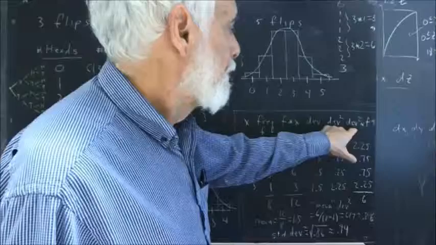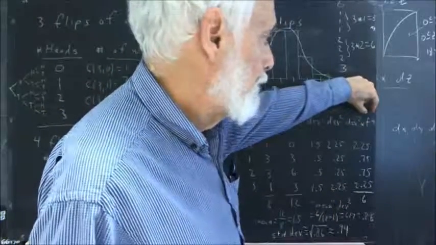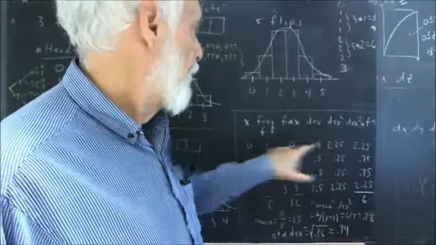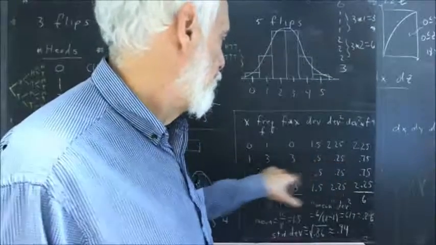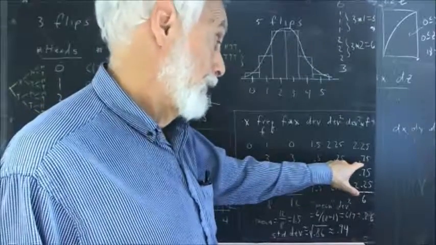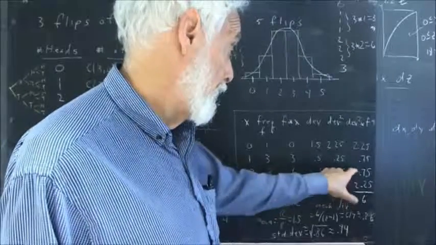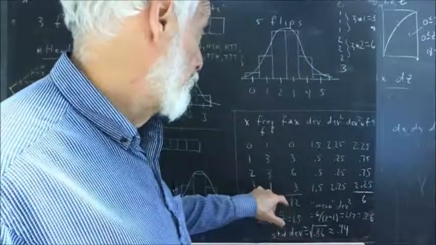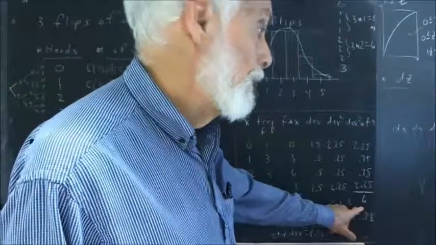So in constructing our table, we do our squared deviation multiplied by the frequency. Okay? 2.25 occurs just once, so that gives us 2.25. 0.25 occurs 3 times, that gives us 0.75. Same for this 0.25. It occurs 3 times, we get 0.75. 2.25 occurs just once, so we just write that down once. We add these up, we get 6.